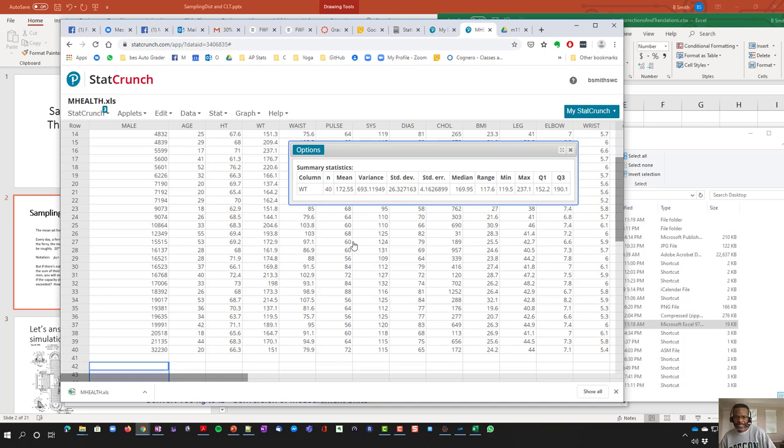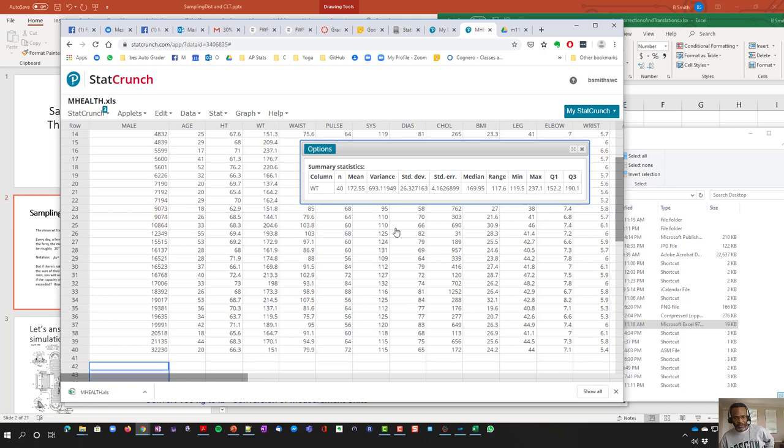And if you look at this, what we see is that the mean weight is 172.55 pounds. And the variance is 693, and the standard deviation, which is the square root of that, is 26 pounds. So if this column of weights is a normal distribution, the majority of the weights are going to be 172 pounds plus or minus 26.